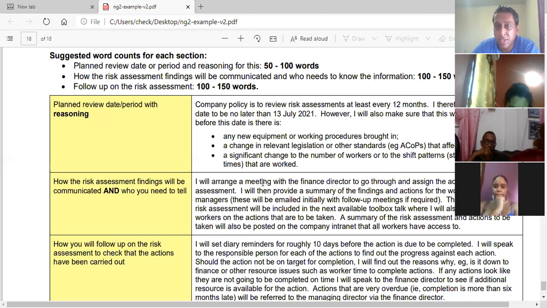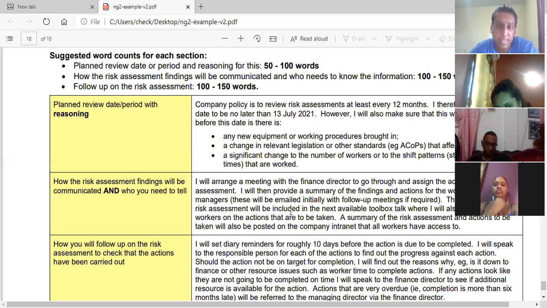So I will arrange a meeting with the finance director, that could be one of the who, to go through and assign the actions in the risk assessment. I would then provide a summary of the findings and actions for the workshop and store managers. Again, that's who. These will be emailed initially with follow-up meetings if required. So that could be graphic and that could also be written, right? So the idea is that you have verbal, written, and graphic inside here.